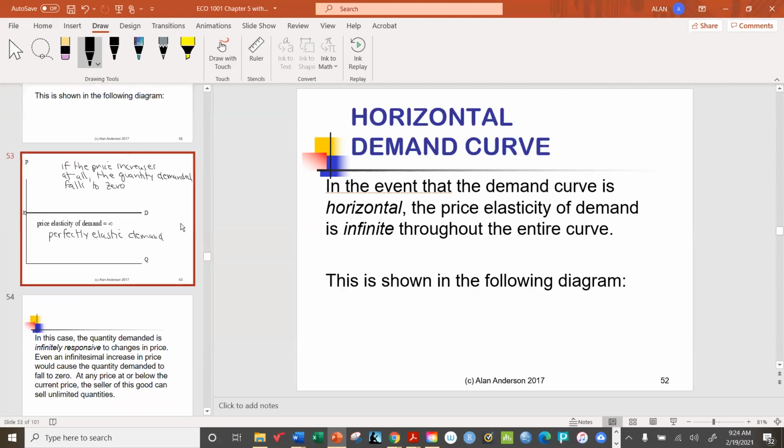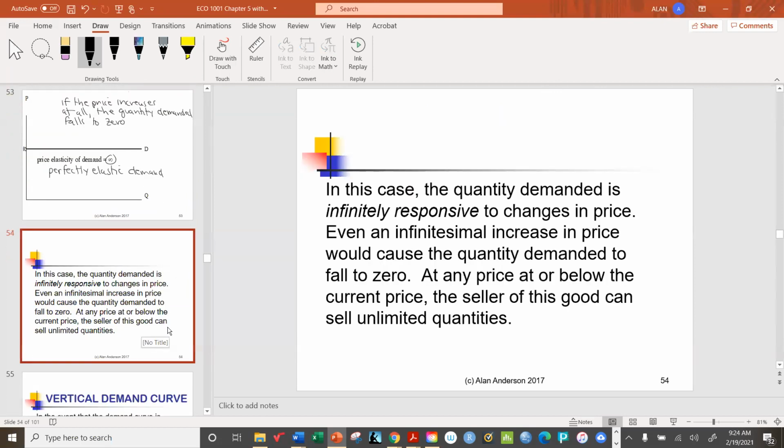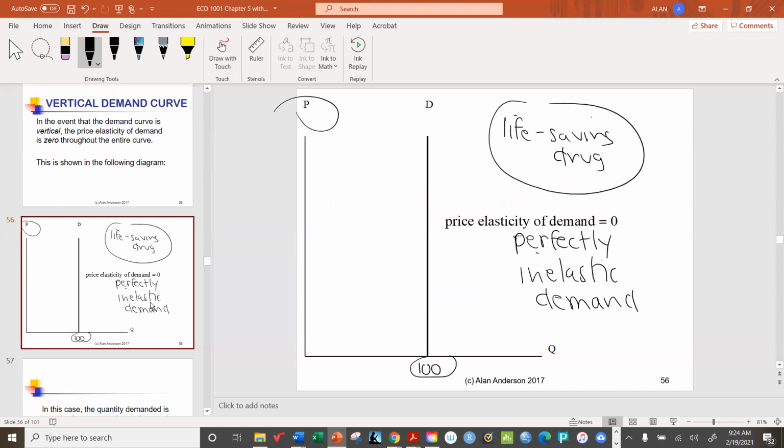Okay, so this one, and by the way, if you notice, the elasticity is infinite throughout the entire curve. Whereas the vertical one, it's zero because there's no change at all. And remember too, the elasticity is defined as the percentage change in quantity due to a given change in price. In this case, the percentage change in quantity is just zero because it never changes. Therefore, this ratio is also zero.